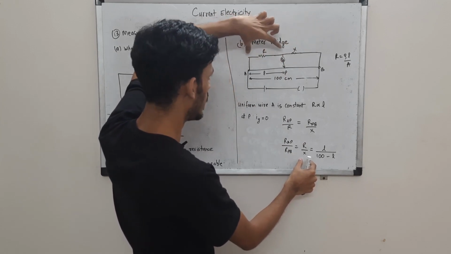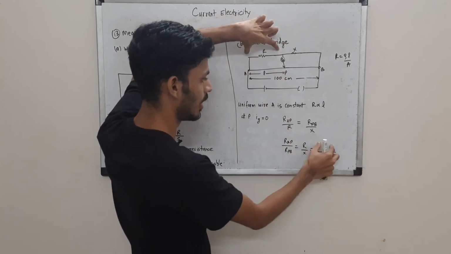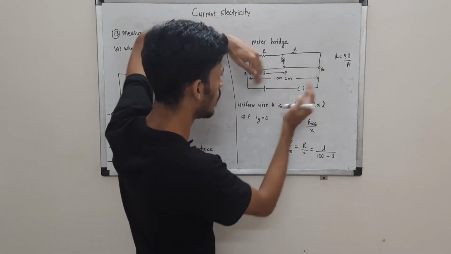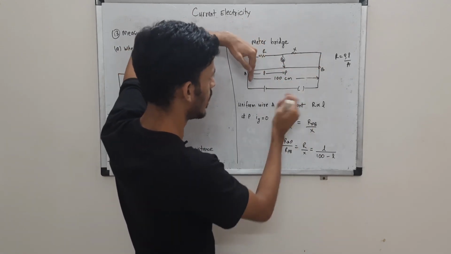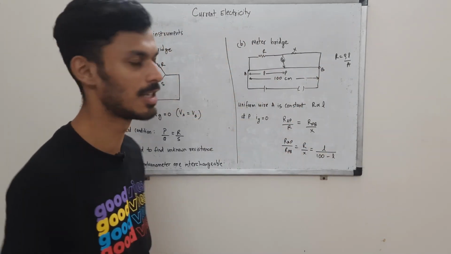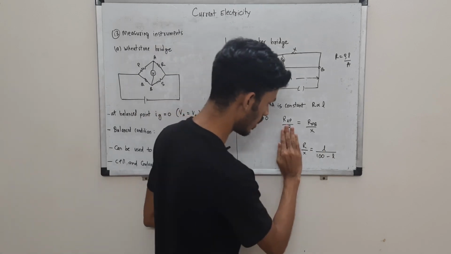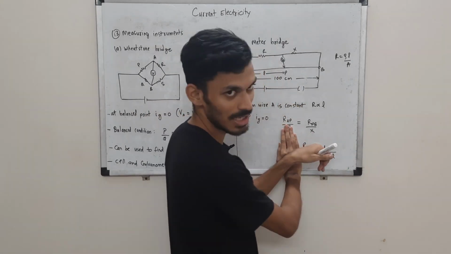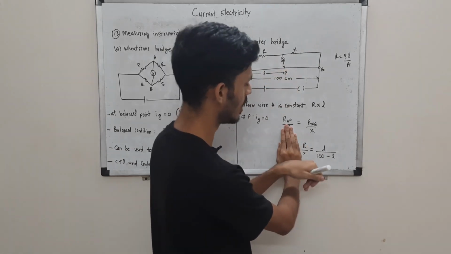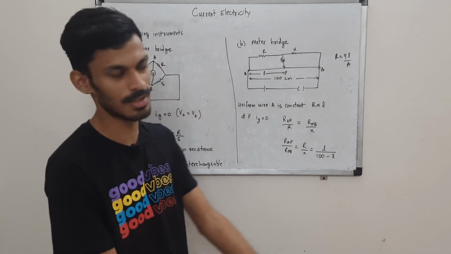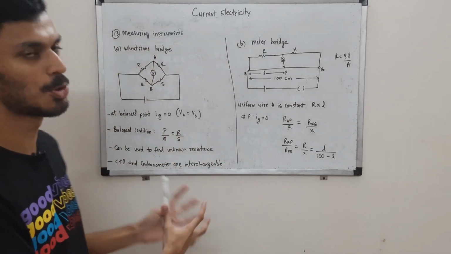Then this resistance is proportional to this length L, and this resistance will be proportional to 100 minus L. Okay, so resistance is proportional to length, you can see it. Once you find the balancing length, you can use this condition and find the value of the unknown resistance. So that's about the meter bridge and Wheatstone bridge.